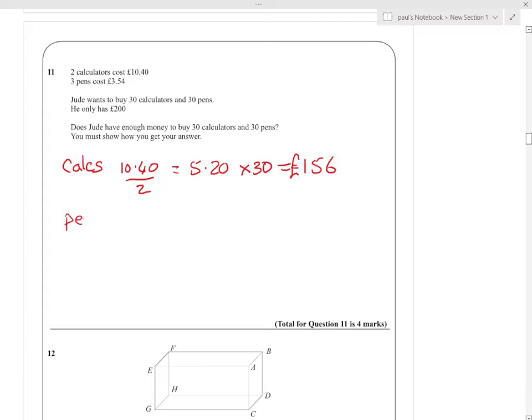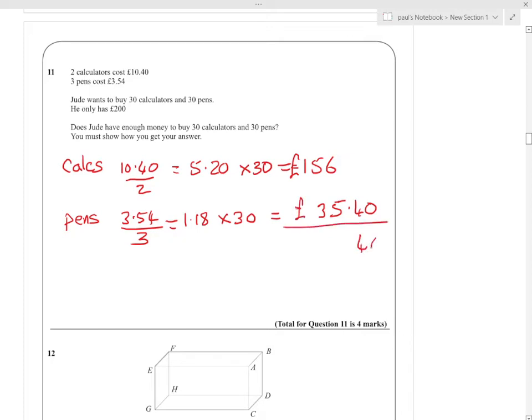Now, what about the pens? The pens are £3.54 for 3, so they will be £1.18 each, and times that by 30. So 1.18 times 30 is £35.40. Do you have enough money? So let's add the 2 together.